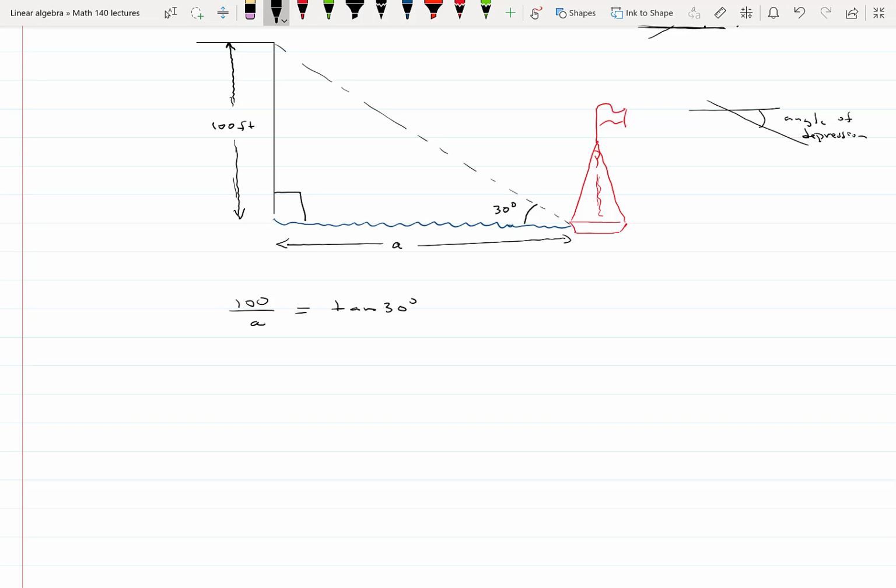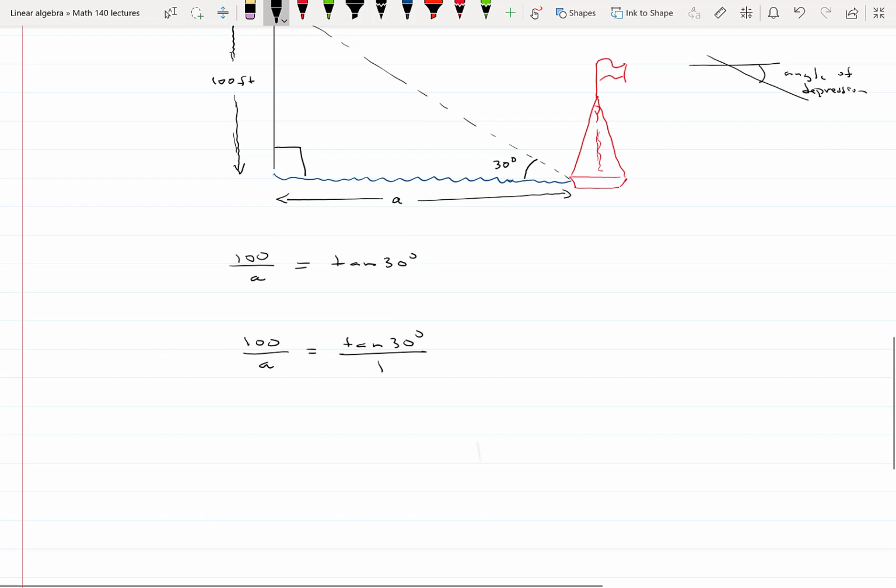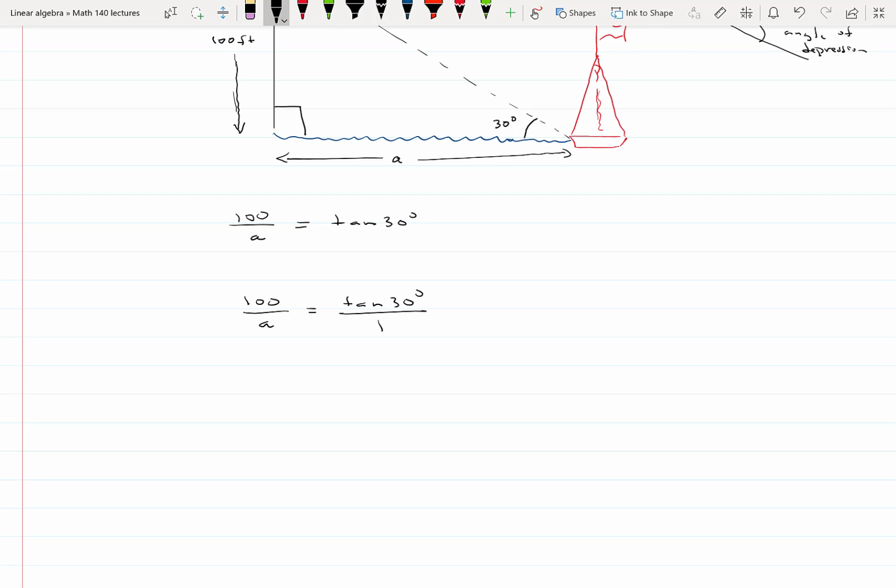Okay, so we solve for A. To do this is a very simple matter. We have 100 over A equals tangent 30 degrees over 1, and we cross multiply. Since we have this thing called a proportion, two fractional expressions equal to each other, we can cross multiply and retain equality.